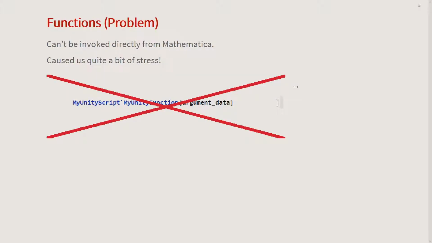One of the first such problems we ran into was that you can't directly invoke a Unity C# function from Mathematica. You can't just say, here I have this Unity script, I want to call this method and pass in this data to it so that it can do something. Early on in the planning stages, coming from the Unity side of things, this caused me quite a bit of stress. I can't invoke any of this code I want to write to have the turtle move in a linear fashion or do any sort of animation or things like that.